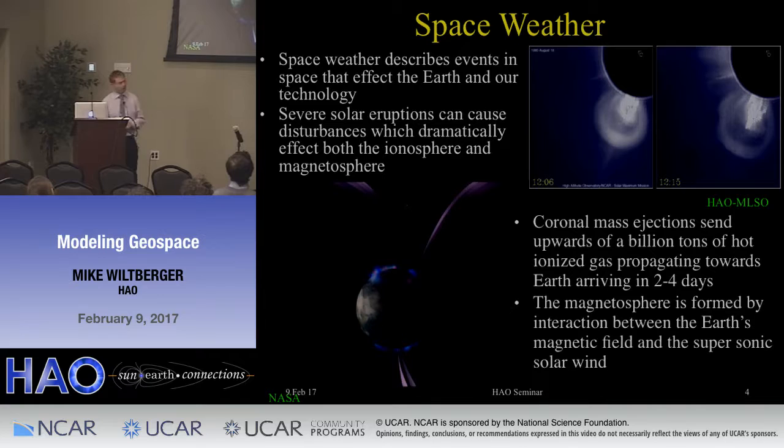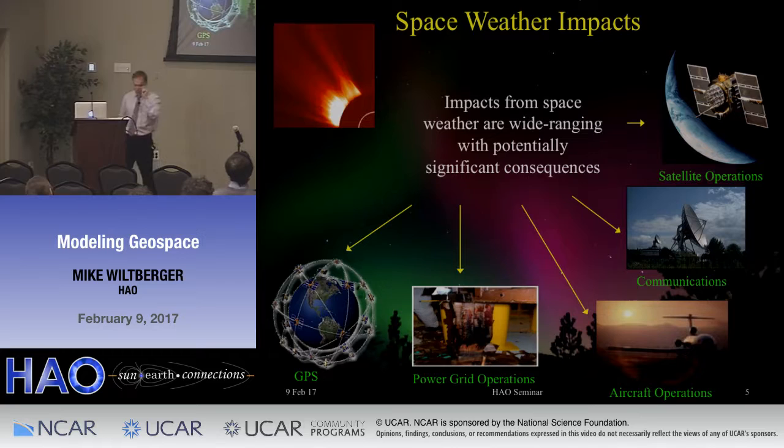HAO here has a long history of being able to look at the origins of these coronal mass ejections and what they do coming into the system itself. To be able to model geospace, we have to think about some very important spheres. Oh, excuse me, I'm sorry. I've got to talk a little bit more about the details of the space weather impacts.